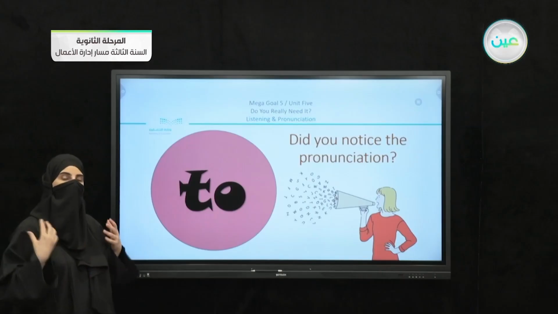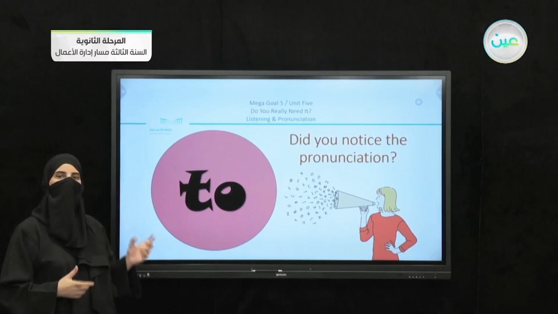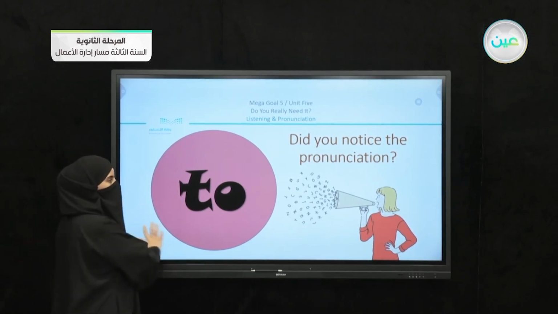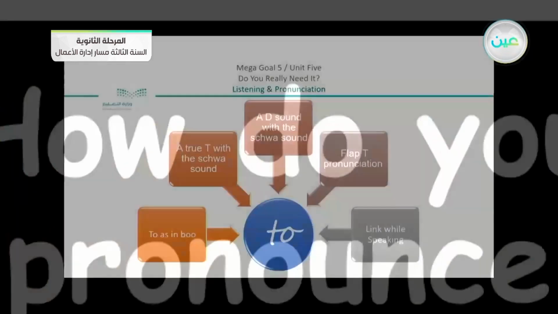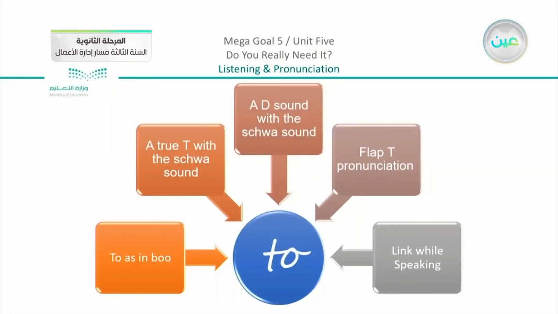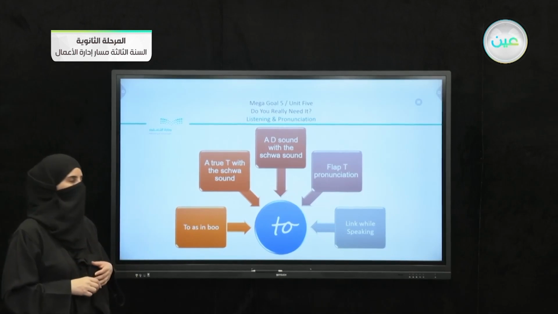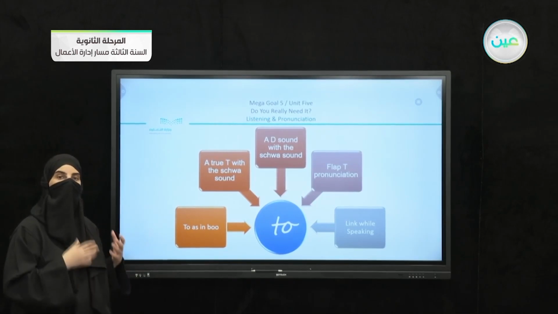Now, after the listening part, we had something dealing with pronunciation. As usual, we notice how native speakers speak English and how they link their words together and how their sentences flow. So we concentrated on "to". We said that there are different ways to pronounce "to". You can see here from the graph that we studied yesterday that we can pronounce it as in "boo", which is the original pronunciation. So we have a true T with the schwa sound. We also have a D sound, also with a schwa sound, and we have the flap T pronunciation.